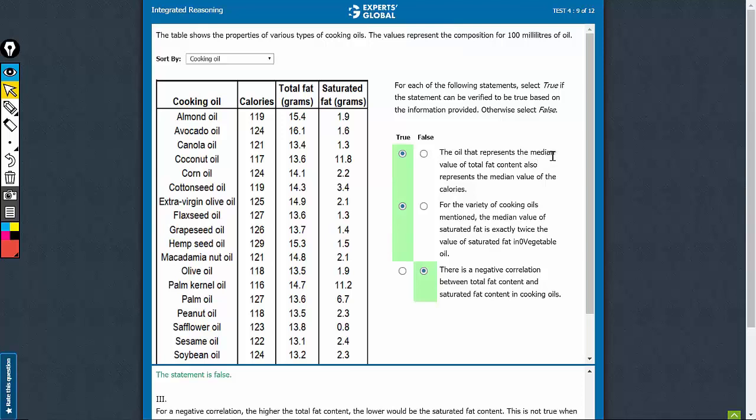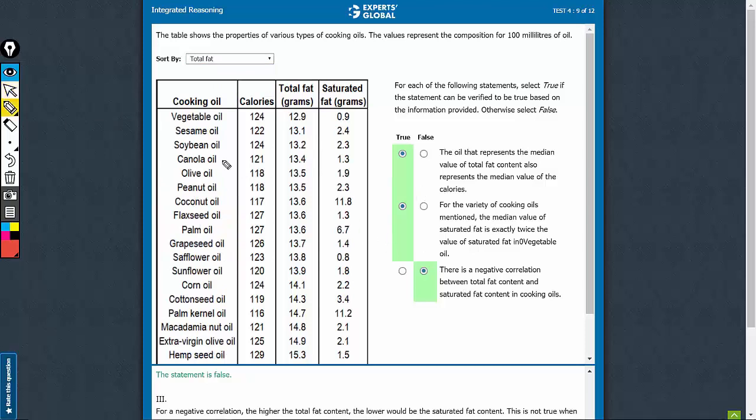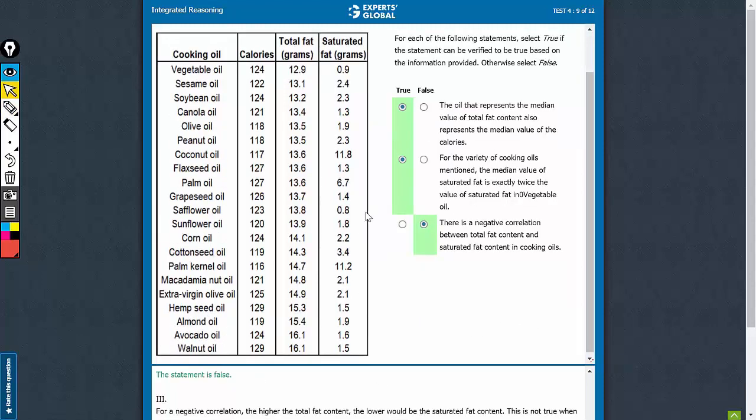The first statement asks for the median value of total fat content. So let's sort it by total fat content. We see in all there are 3, 5, 7, 9, 11, 13, 15, 17, 18, 19, 20, 21. In all there are 21 values. So the 11th value would form the median.